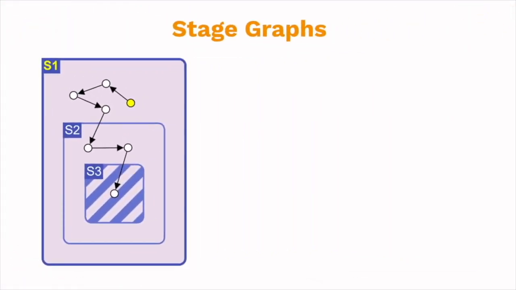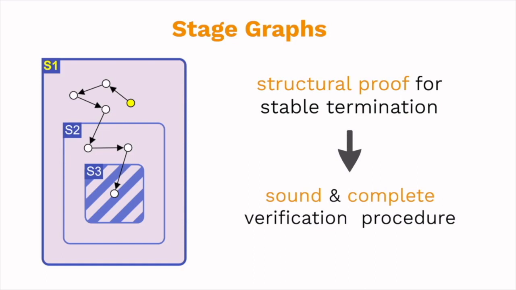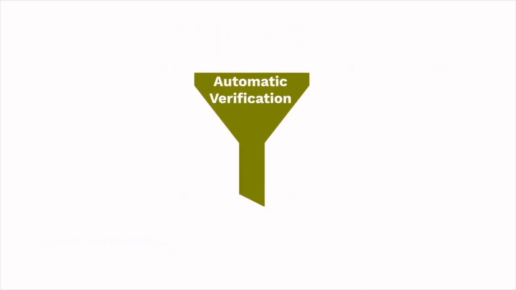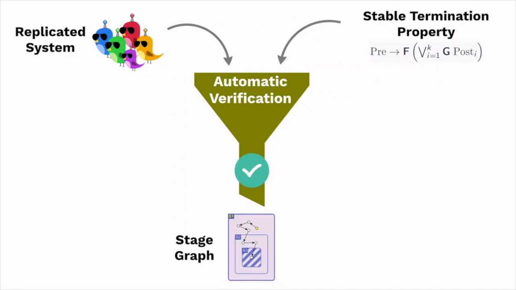In this work, we introduce stage graphs. A stage graph is a structural proof that a system satisfies some liveness property. For a fragment of liveness properties called stable termination properties, this gives rise to a sound and complete verification procedure. We give an algorithm for the automatic construction of stage graphs. It takes a system and a property and proves that the system satisfies the property.